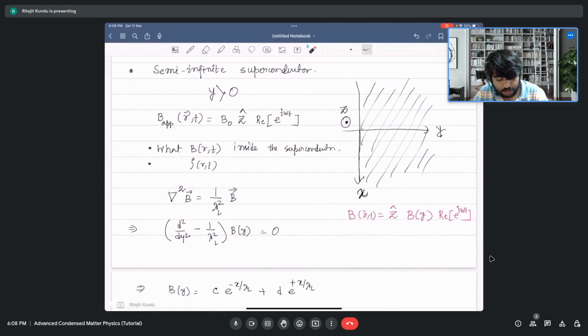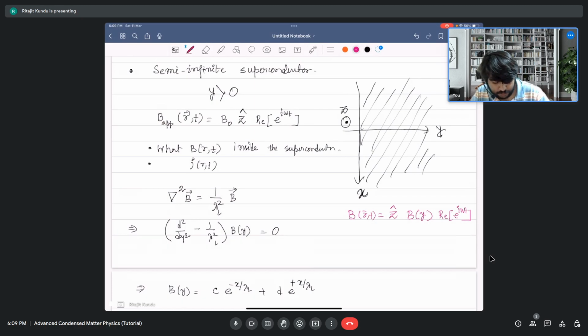Okay, all right, yeah. So the general solution that I have written at the bottom tells me that the solution has two parts. One tells me that the magnetic field will decrease exponentially into the bulk. And the other solution tells me that the magnetic field will increase exponentially into the bulk. So from this physical argument we see that the second solution just cannot happen, right? Because the magnetic field in any superconductor doesn't increase, it only decreases.